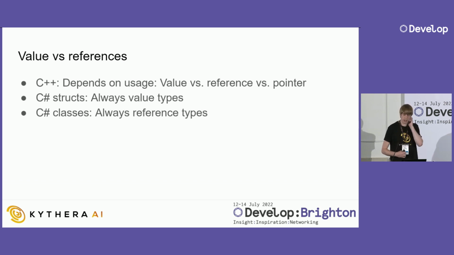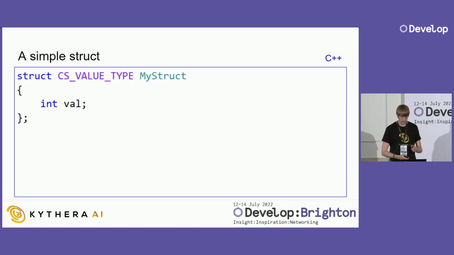So CppSharp in general maps everything, so both structs and classes, to C# classes. So you always get a reference type. If you want to have an actual struct, a value type, you again need this macro.